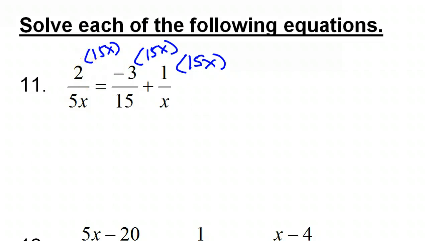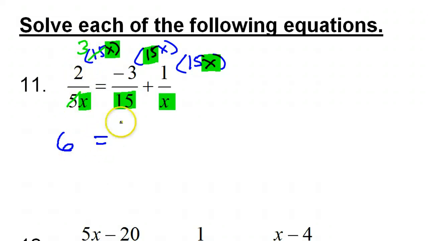Now, look, the x's are definitely going to cancel out here, right? x and x cancel out. Now, 5 goes into 15 three times, so there's that. This 15 and this 15 are going to cancel out. This x and this x are going to cancel out. So here's what I have, people. Everything canceled out, but I have 2 times 3, so that's 6 equals. The 15's canceled out, so I have negative 3x. The x's cancel out, so I have plus 15.